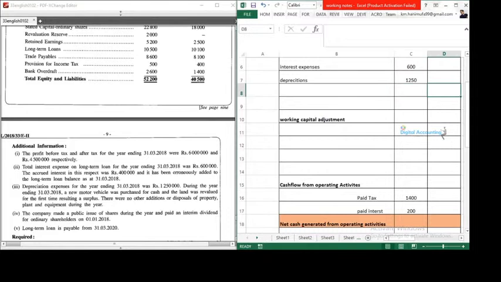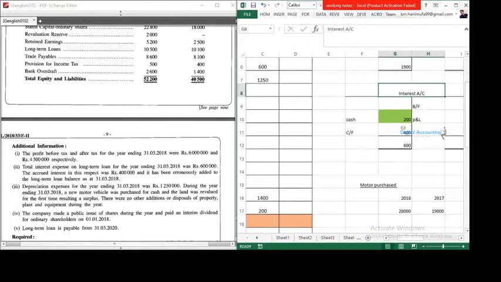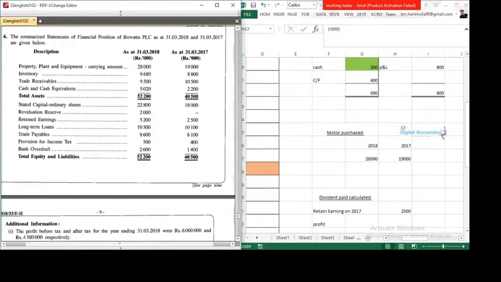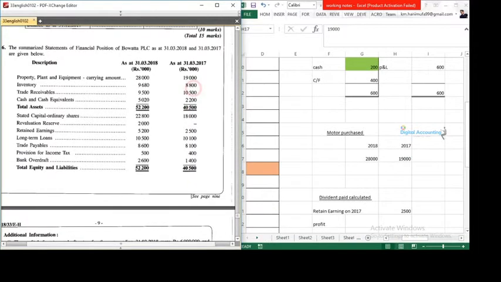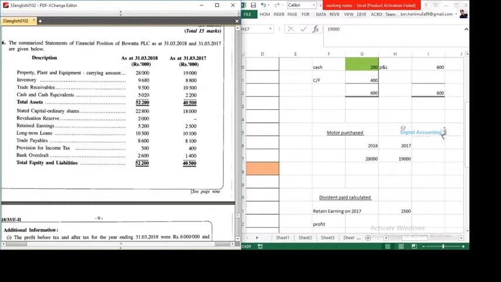Not only the depreciation is mentioned, there's also a purchase of a vehicle. So we need to identify how much that purchase was. We need to find the purchase value. In the year 2017, the initial value of the assets was 19,000 rupees. You can see the property, plant and equipment is given in the example. At the year 2018, the 28,000 value is given here. From this value we need to get the actual purchase.